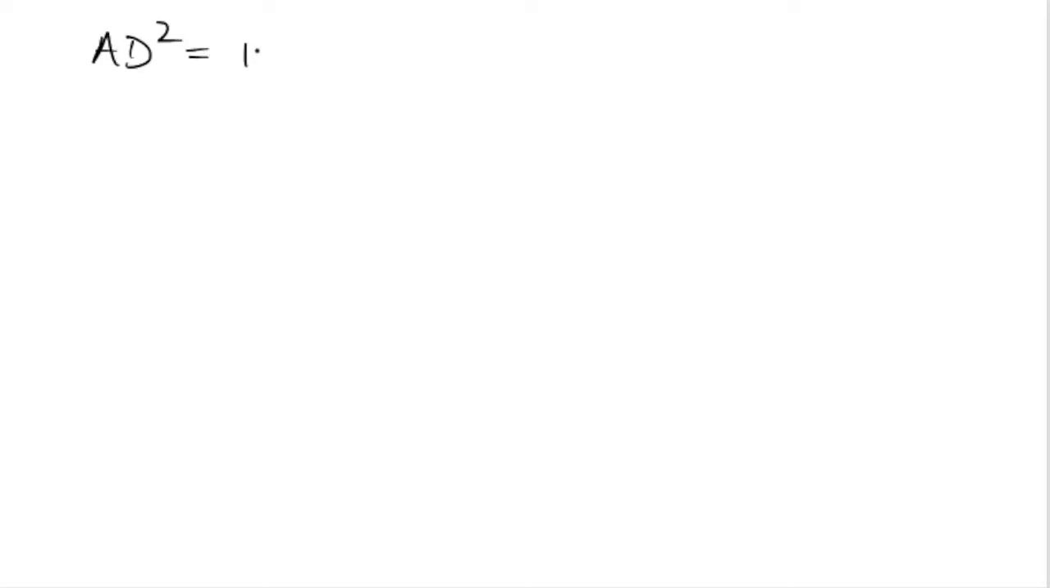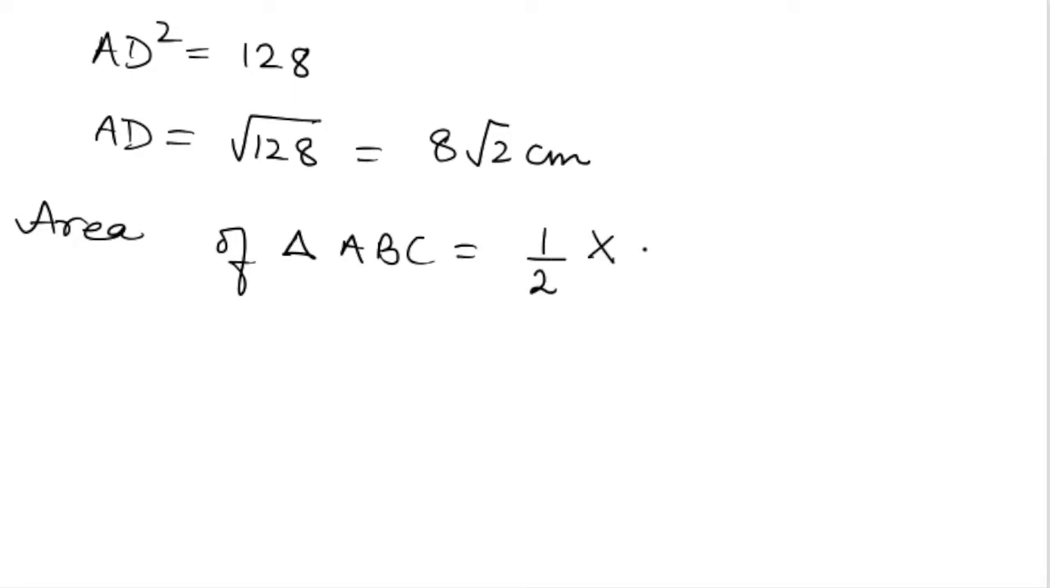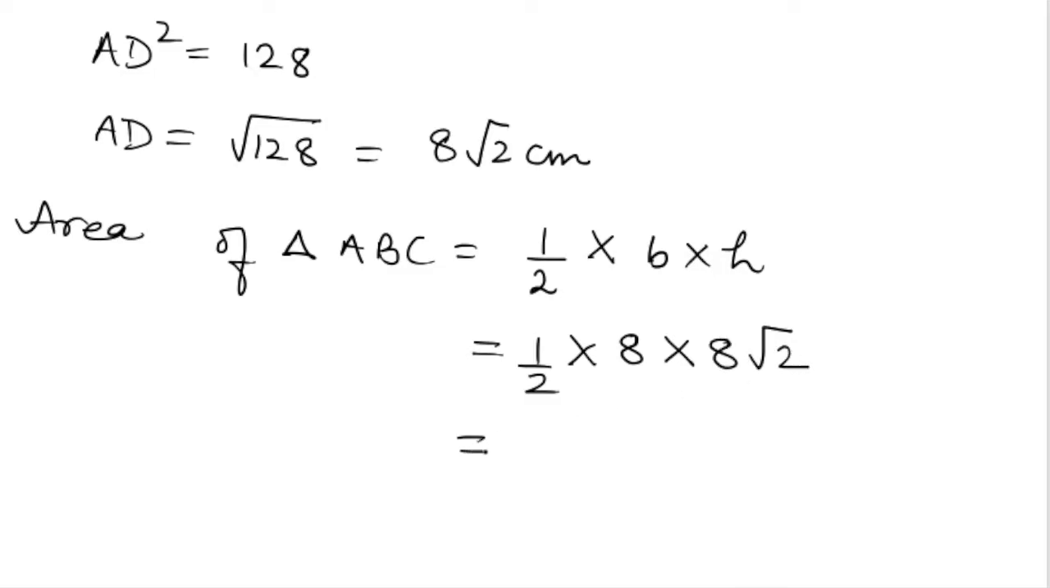So let's substitute these values. We'll get AD square is equal to 128, or we can also write that AD is square root of 128, which can be written as 8 square root 2 centimeters. Now we need to find the area of the triangle also. So for finding area of triangle ABC, we know the formula is half multiplied by base multiplied by height. Applying this formula, we get 1 upon 2 multiplied by base, that means BC, which is 8, and altitude, which we have calculated just now, 8 square root 2.